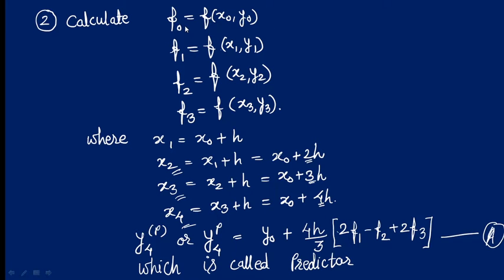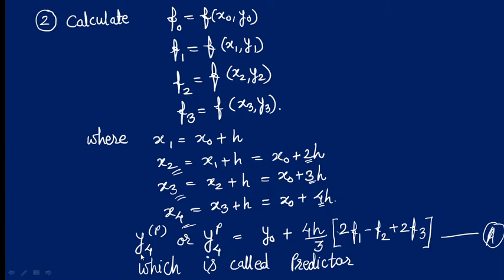Now second step, calculate f0 equal to a function of x0, y0, f1 equal to f of x1, y1, f2 equal to f of x2, y2 and f3 equal to f of x3, y3. Here x1 equal to x0 plus h, x2 is x1 plus h, so we get x0 plus 2h. x3 equal to x2 plus h, therefore we get x0 plus 3h. In this way, x4 is x3 plus h, which is x0 plus 4h. If we generalize the statement, then xn equal to x0 plus nh.